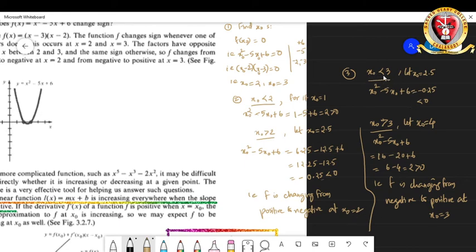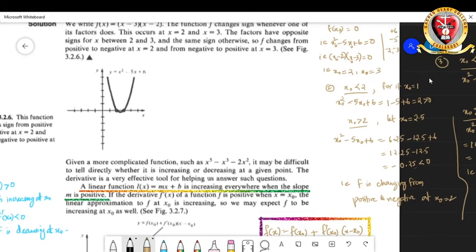Similarly, for x naught strictly less than 3, take x naught is equal to 2.5. We already calculated it is minus 0.25, which is strictly less than 0. And if x naught is strictly greater than 3, suppose take x naught is equal to 4, then calculating you get that is equal to 2, which is strictly greater than 0. That means f is changing from negative to positive at x naught is equal to 3. So that's how we observe and conclude example 3.